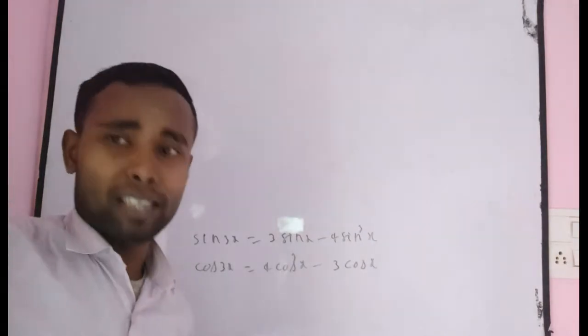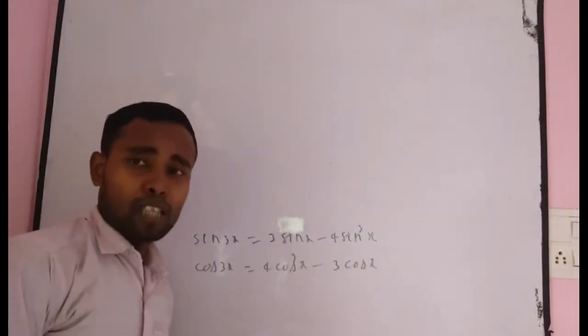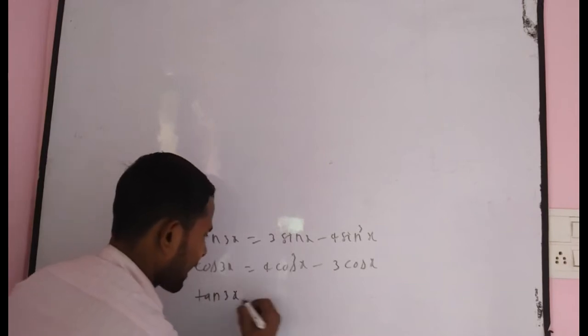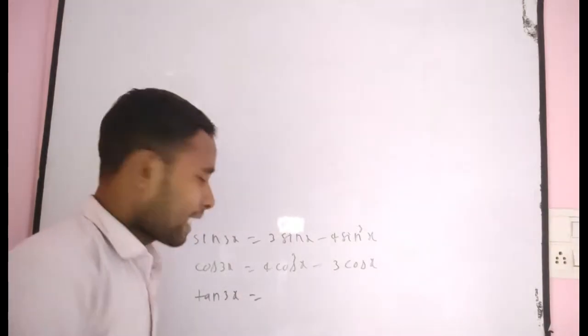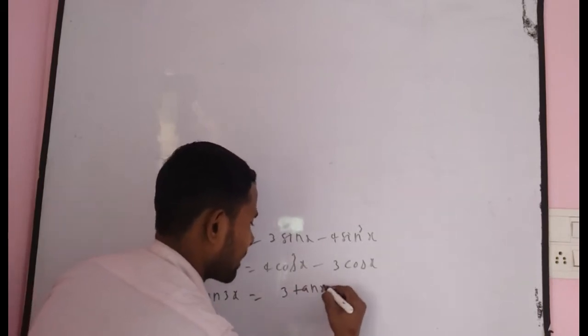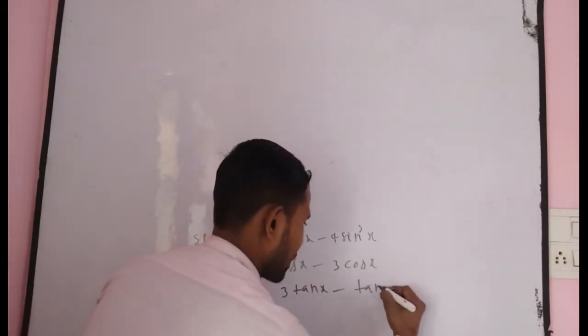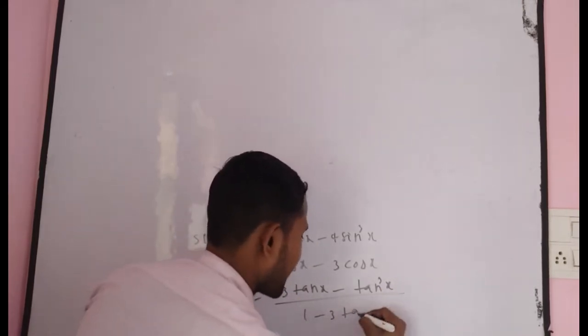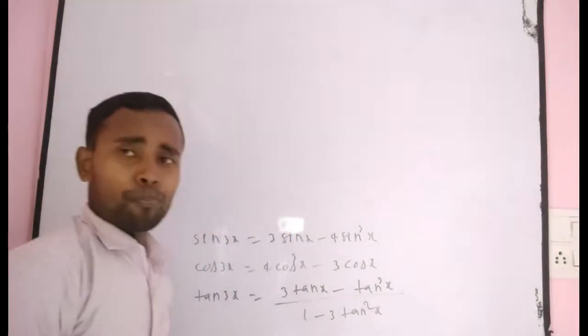I want to prove sin 3x is equal to 3 sin x minus 4 sin cube x. But I want to write another formula first, tan 3x. How can you prove tan 3x? Tan 3x is equal to a very simple formula: 3 tan x minus tan cube x divided by 1 minus 3 tan square x.